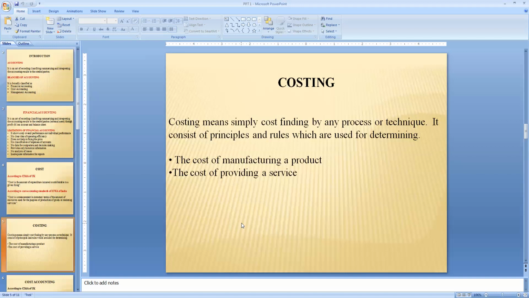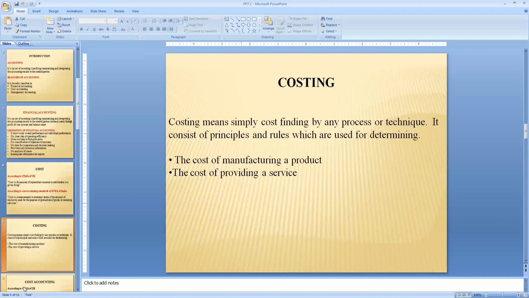So what does costing include? Costing is nothing but cost finding by any process or technique, or you can say the methods and techniques applied to control and to reduce the cost is called costing.